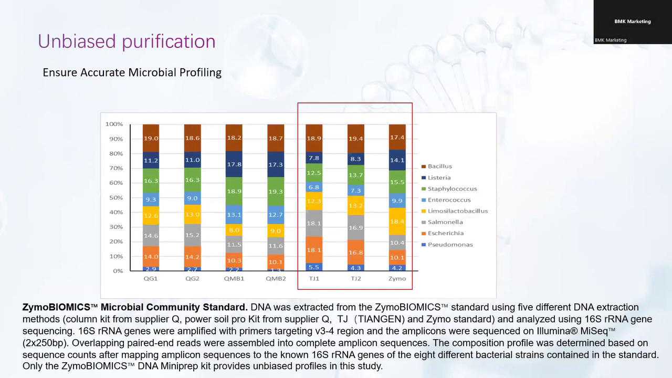And here is the 16S sequencing result compared to the Zymo standard. The closer the percentage is to the Zymo standard, the smaller the bias in extraction. A small bias indicates that this product has no preference and is homogeneous in its ability to extract the various bacteria in environmental samples.